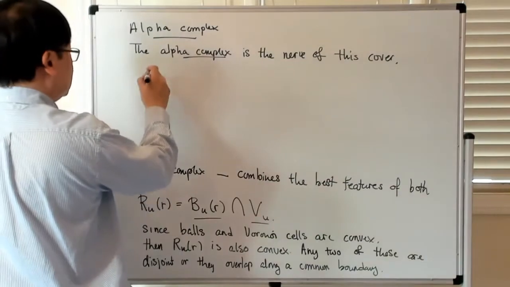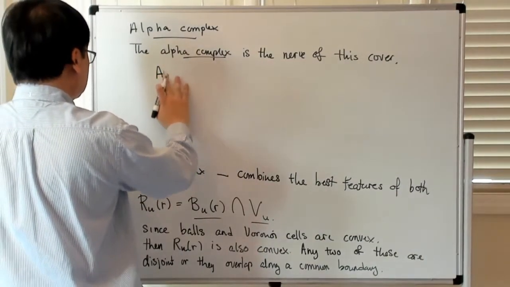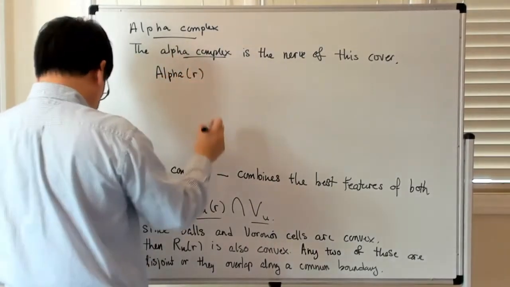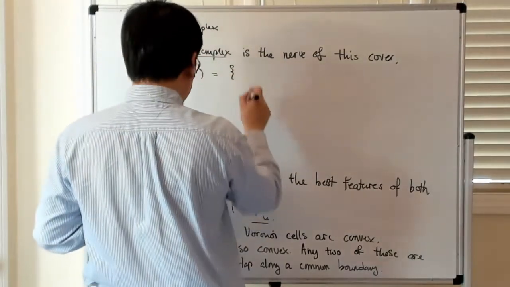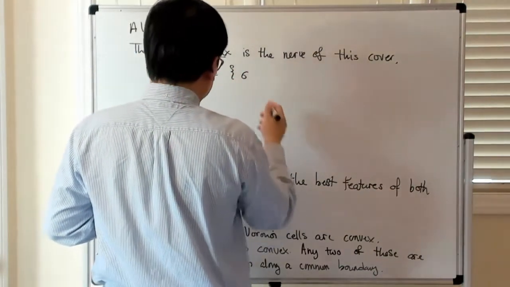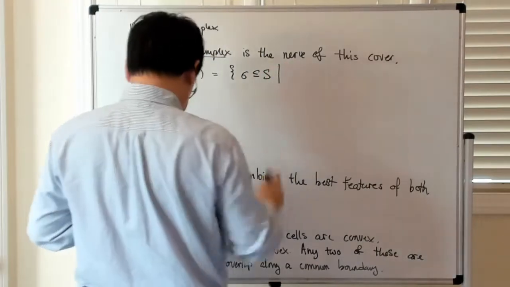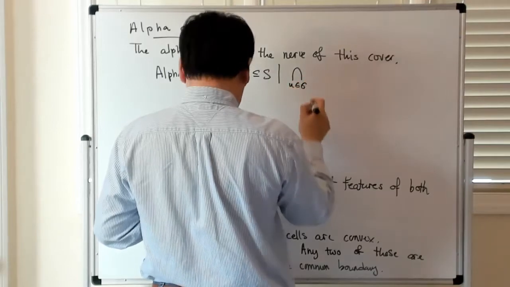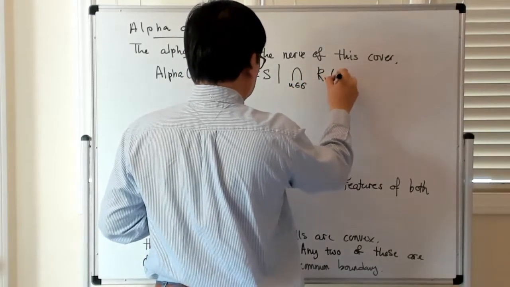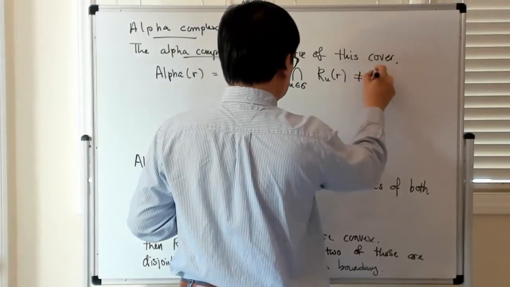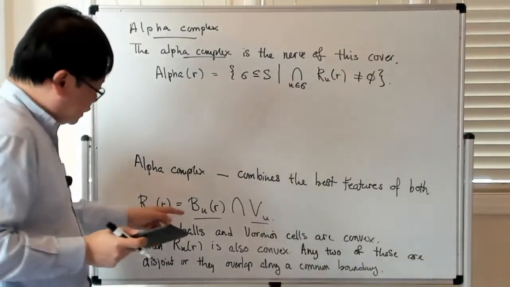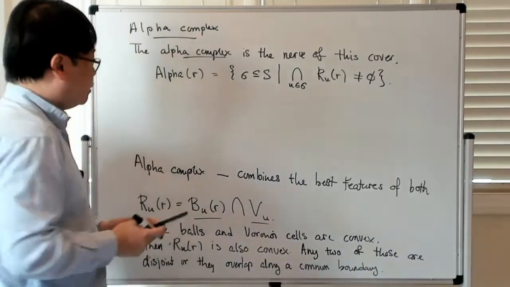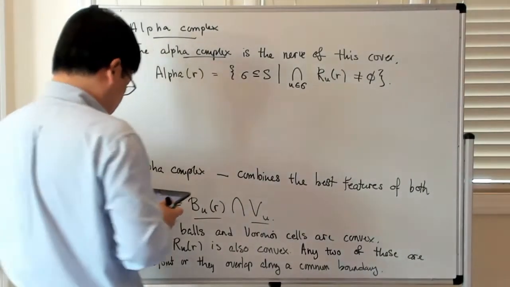Okay, so the alpha complex of radius r is just the set of subsets sigma of S with the property that the intersection over U in sigma of RUR is non-empty. And RUR again is the intersection of a ball of radius r centered about U with the Voronoi cell associated with the point U.